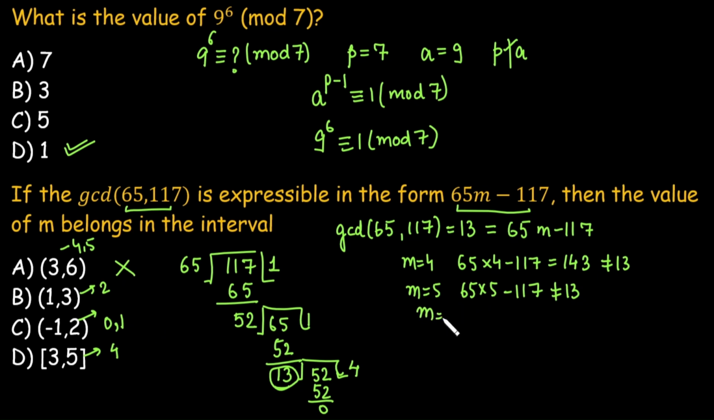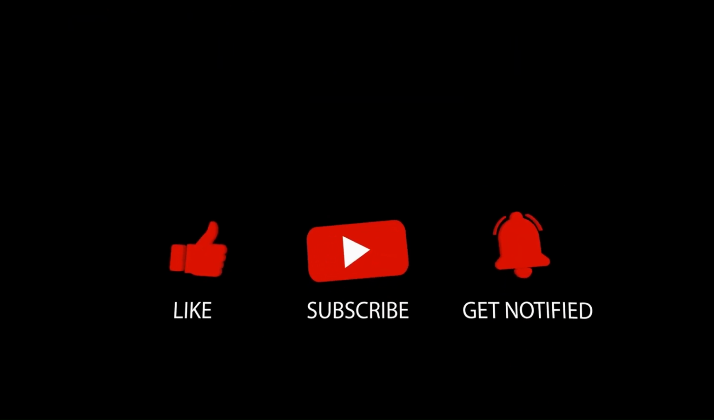For option B, m is equal to 2. That is the only possible case. 65 into 2 minus 117. That is equal to 13. And even we need a 13 here. Hence, option B is correct.